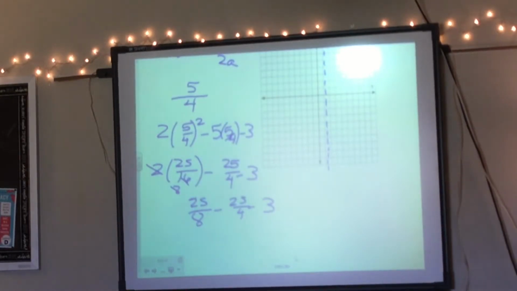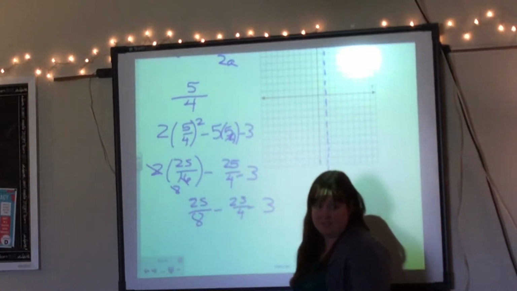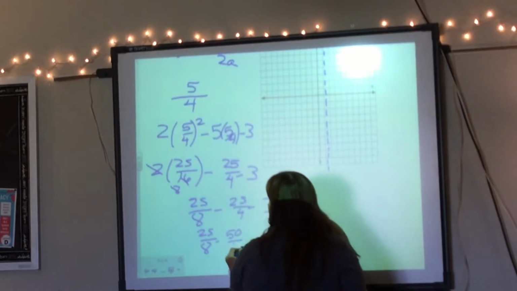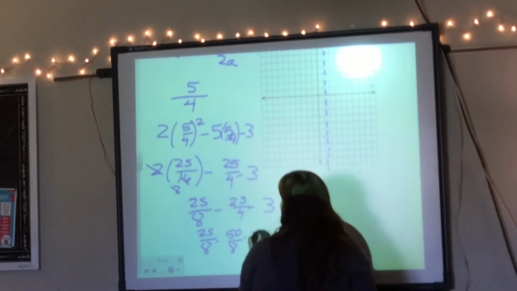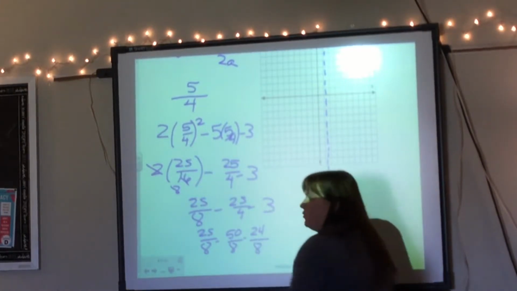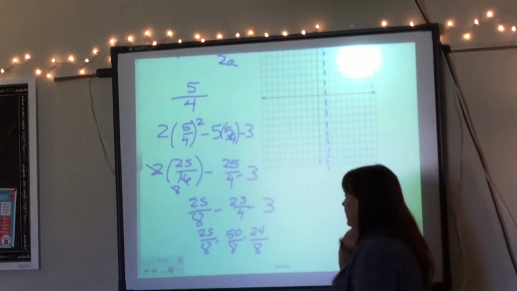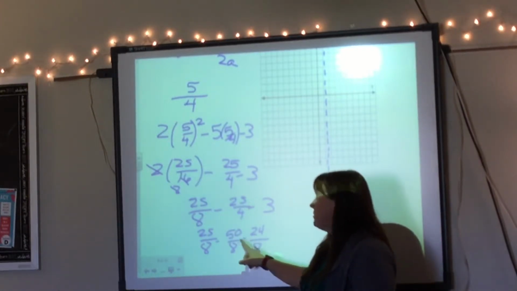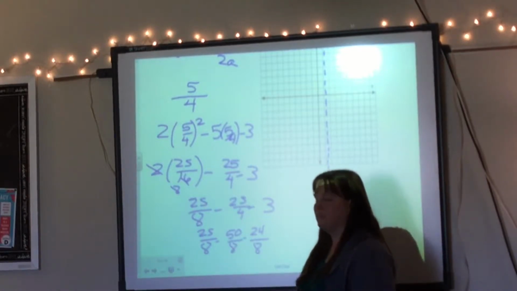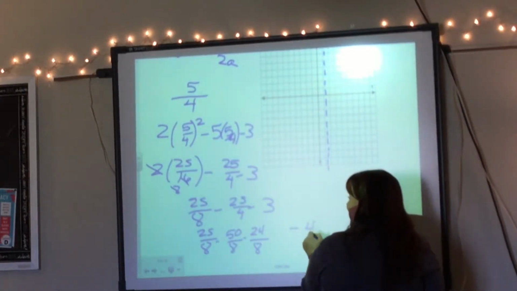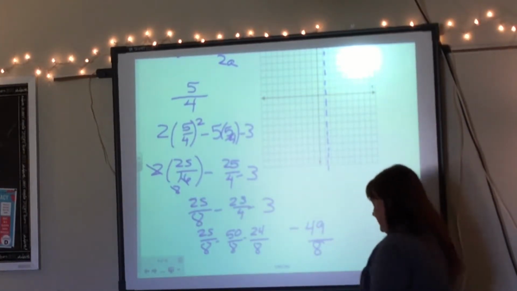Well, 25 over 4 is the same as 50 over 8. So we have 25 over 8 minus 50 over 8 minus 3, which we can make into 24 over 8. We multiply both top and bottom by 8. So 25 minus 50 minus 24 is negative 49/8. Oh, that's terrible. This was poor planning. Sorry, guys. Negative 49/8.